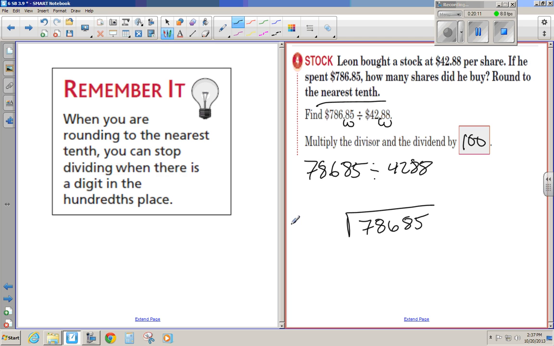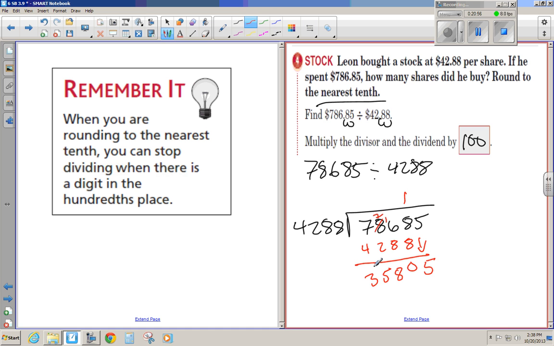And when you set that up, 78685 divided by 4288. Well, 4288 definitely doesn't go into 7 or 78 or 786, but it does go into 7,868 once. Subtract. Drop down.